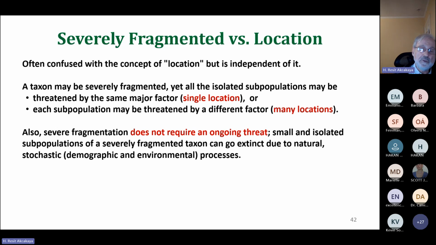Also important to remember that severe fragmentation does not require an ongoing threat. The populations being small and isolated is sufficient because small and isolated subpopulations can go extinct due to natural stochastic processes, and they don't need a threat to be considered severely fragmented.